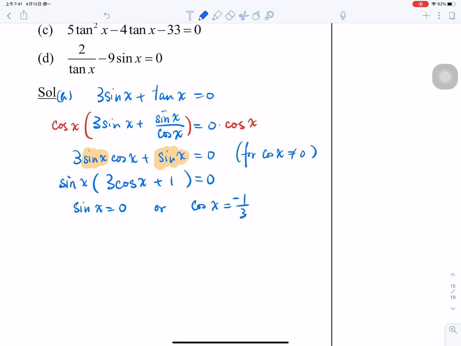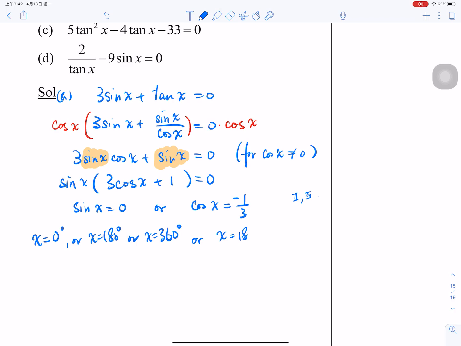Okay, remember sine x equals 0, how many roots? Yeah, 3 roots: 0 degrees or 180 degrees or 360 degrees, correct. How about cosine x equals negative 1 over 3? Yeah, quadrants 2 and 3, correct.